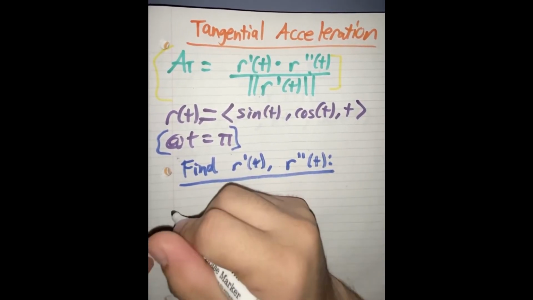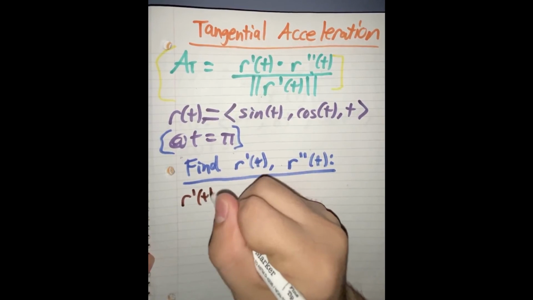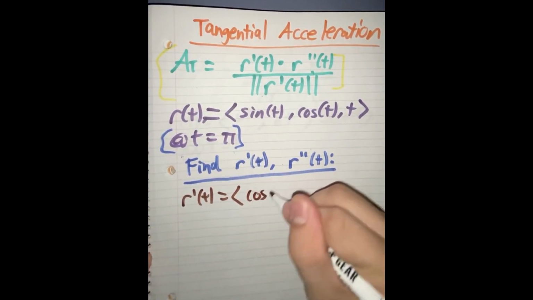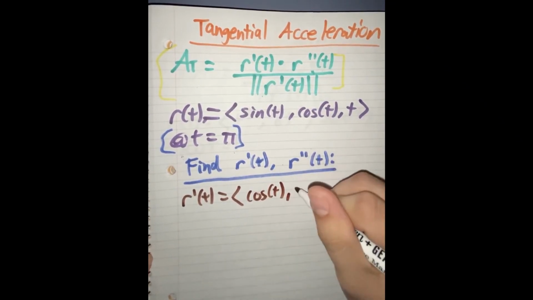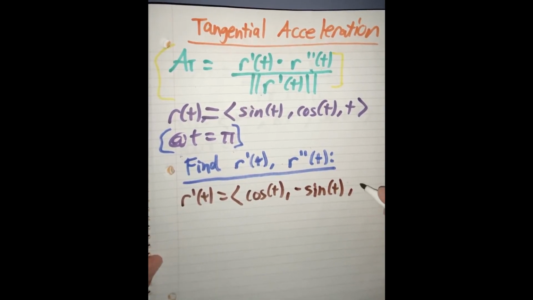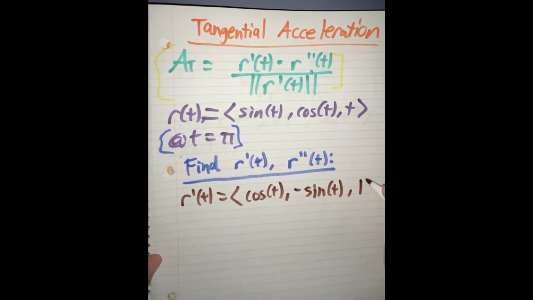So r prime of t is equal to the first derivative of sine, which is cosine of t. The first derivative of cosine of t is negative sine of t. The first derivative of t is equal to 1.